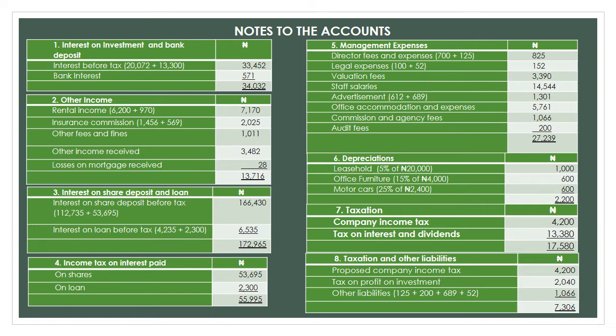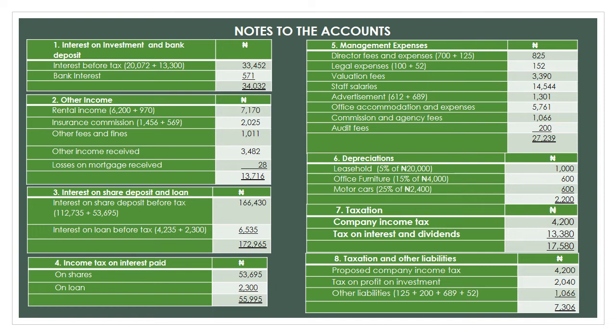Then the other incomes, we lump them together. We have rental income. Looking at the credit side of the trial balance, you have rental income of 6,200. While if you look at additional information D, you see rent from letting of office premises, 970. So you add it to that because this is an amount that is due but not yet paid. All those amounts you see in the trial balance are those that have actually been paid.